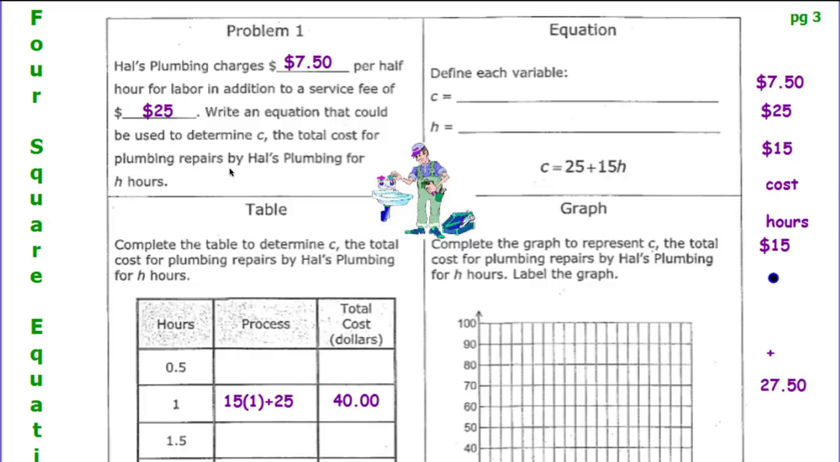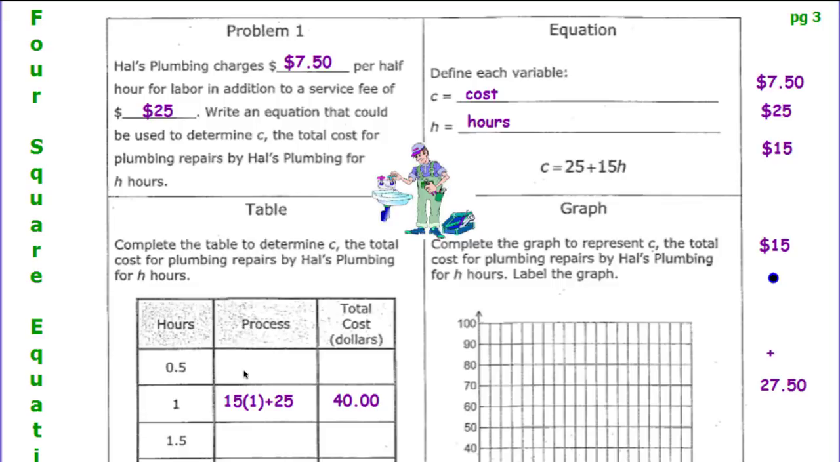So now we have the situation, and let's define each variable. The C is the cost, and the cost is dependent on how many hours he works. So C represents the cost, and the H represents the hours. And so with that information, we can fill in our table.